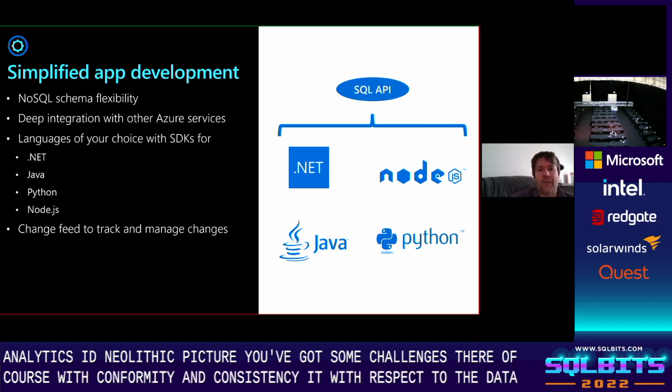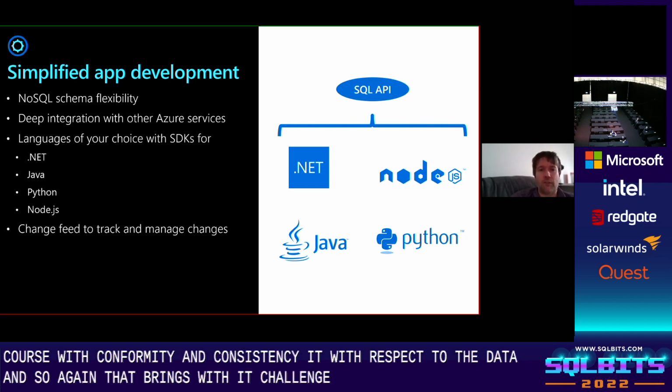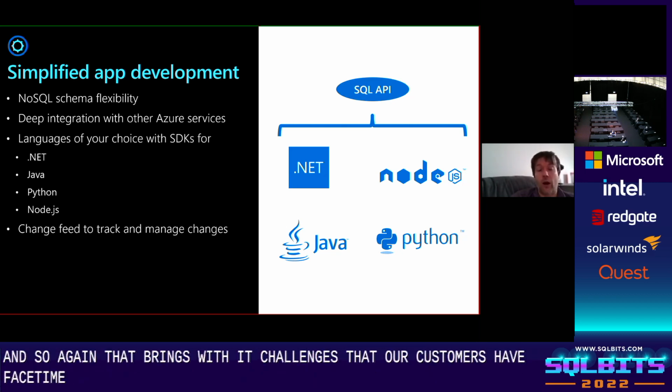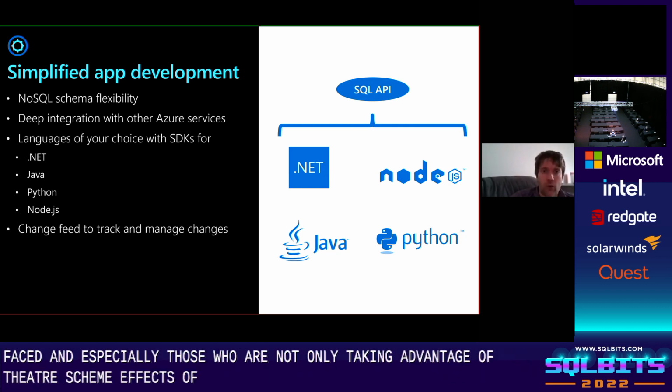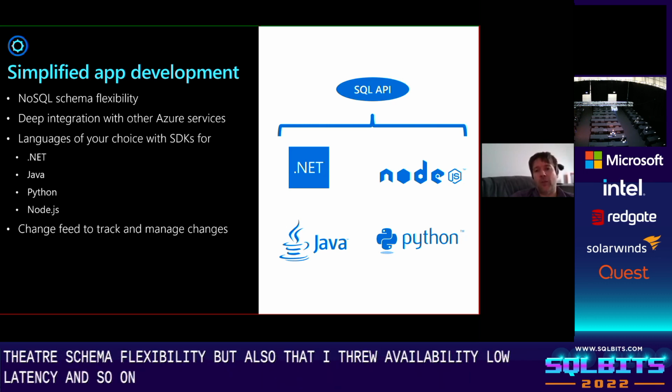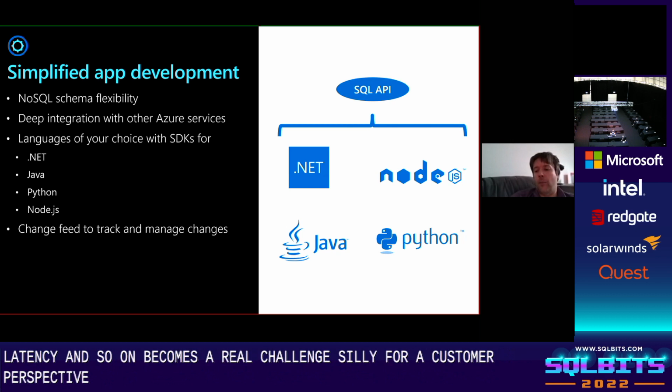Again, that brings with it challenges that our customers have faced, especially those who are taking advantage of not only the schema flexibility, but also the high throughput, availability, low latency, and so on. It becomes a real challenge, certainly from a customer perspective, to get timely analytics, or any analytics, in an easy and maintainable way.